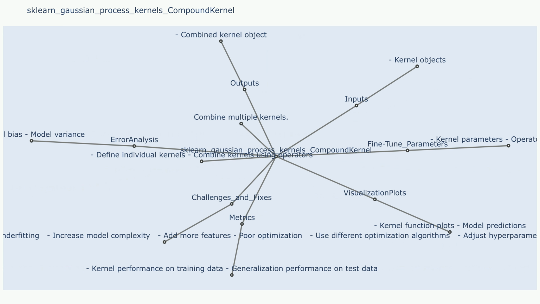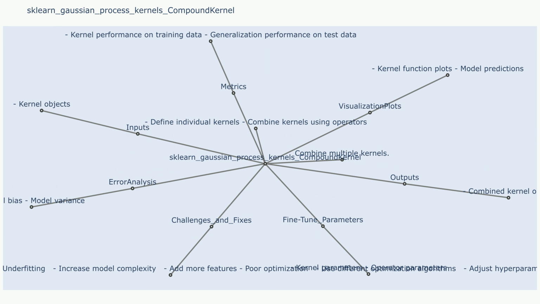Inputs. Kernel objects. Compound kernel takes one or more instances of kernel objects as input. These kernel objects represent different aspects of the relationship you want to model between the input features and the target variable. You can use different types of kernels like RBF, linear, constant, and others. Kernel weights, optional: if you want to assign different weights to the individual kernels in the combination, you can provide these weights as input. This allows you to adjust the influence of each kernel on the final model.